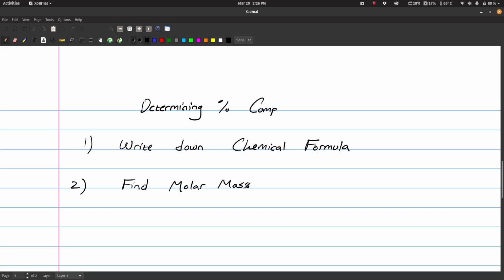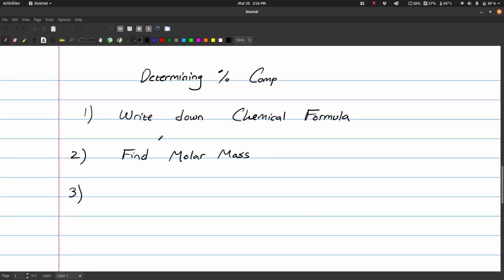If at any time I'm going too quick, just pause the video. I try to make these so they're not too long. And then number 3, we have to use the molar mass to determine the mass percent of each element.